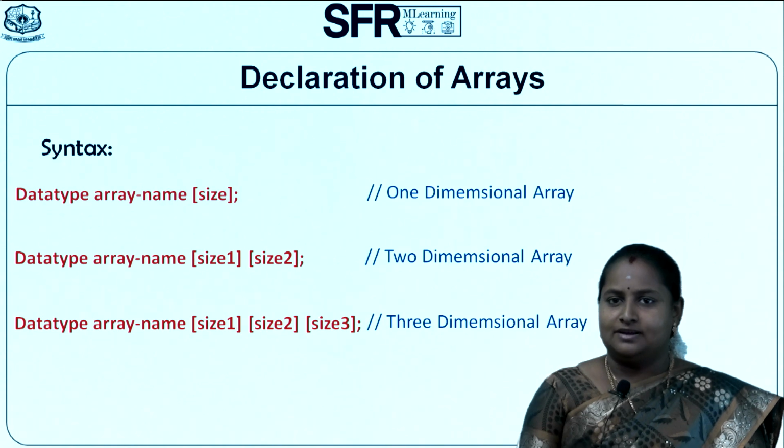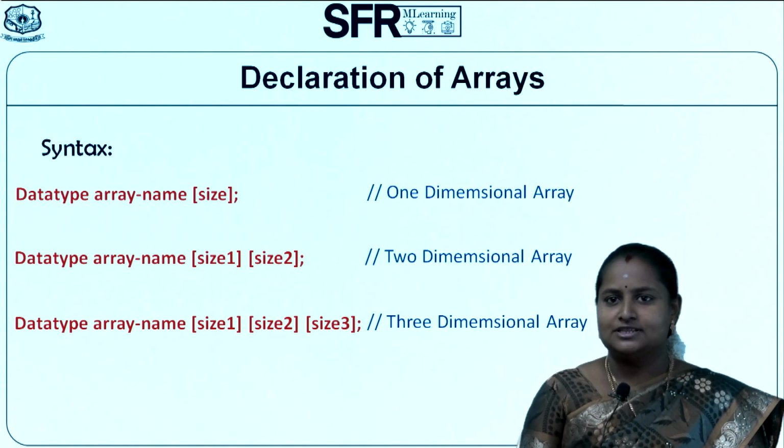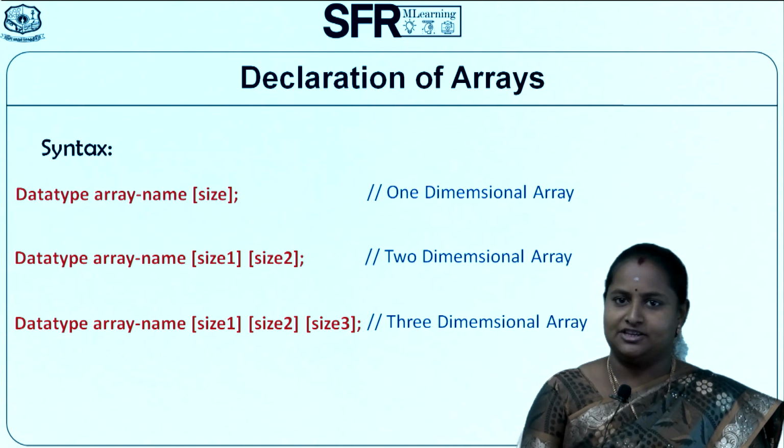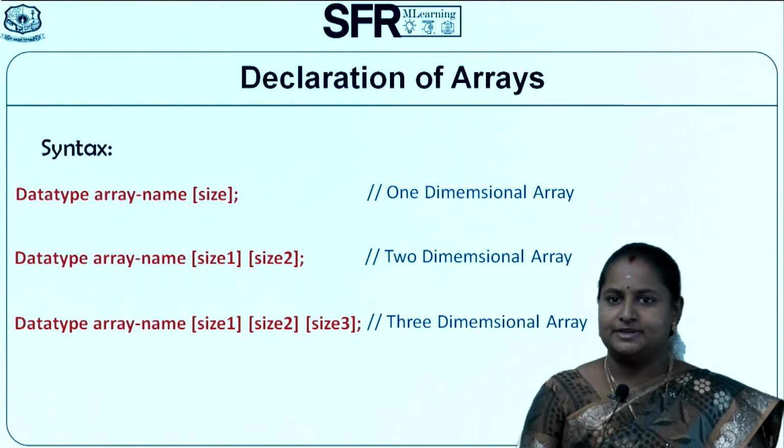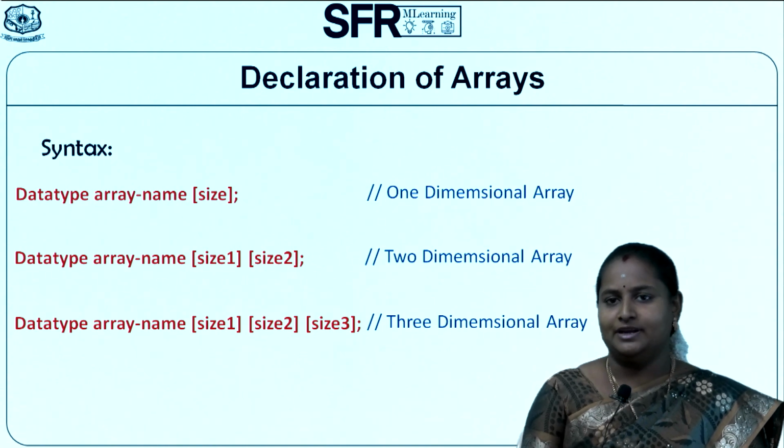If there are two subscripts, then it is called a two-dimensional array. A two-dimensional array is a table representation, that is, a set of rows and columns. The first subscript, size 1, specifies the size of the row and size 2 indicates the size of the column. For a multidimensional array, based on the specification, the subscripts can be included. For example, for a 3-dimensional array, 3 subscripts must be included for size 1, size 2 and size 3. Like that we can indicate 4D, 5D, etc.